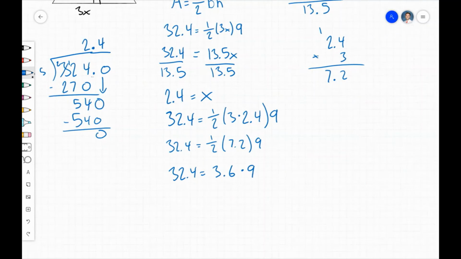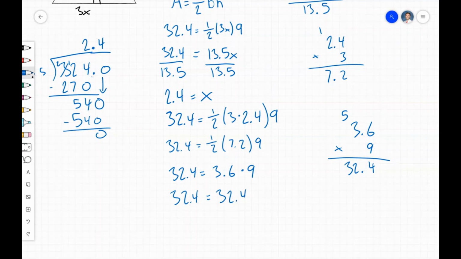And we can just check our work there. 9 times 6 is 54. 9 times 3 is 27, plus 5 is 32. And 32.4 is equal to 32.4, so we know that x is indeed 2.4.